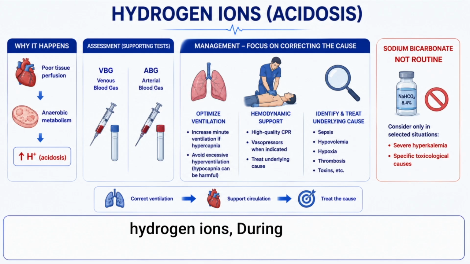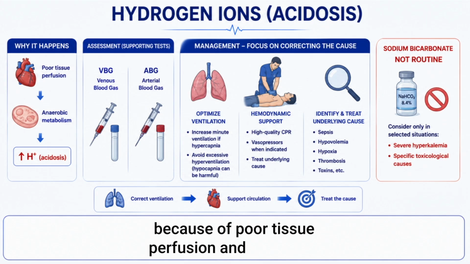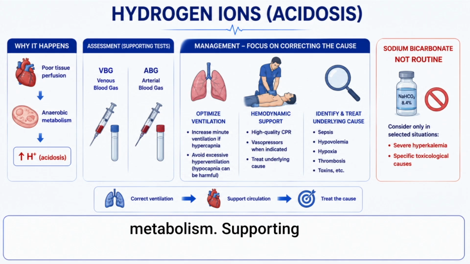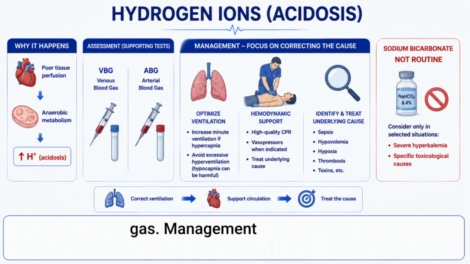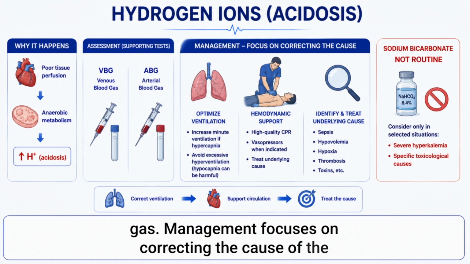Hydrogen ions. During cardiac arrest, acidosis develops because of poor tissue perfusion and anaerobic metabolism. Supporting tests may include a VBG or ABG. A VBG is a venous blood gas, and an ABG is an arterial blood gas. Management focuses on correcting the cause of the acidosis.